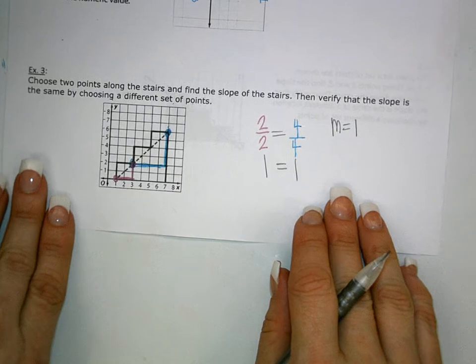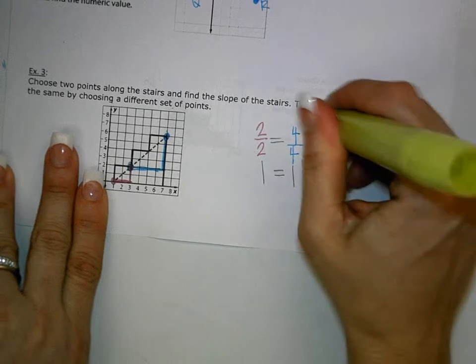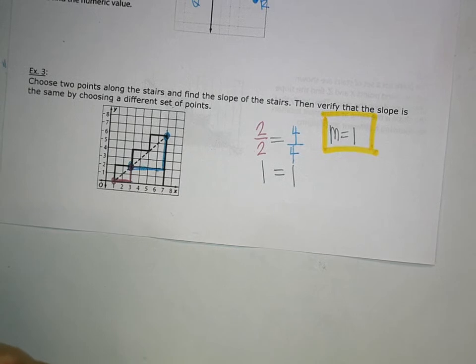So are these the same slope? Yes. Okay, so this one's basically asking you, verify that the slope is the same. So yes, m equals 1 on both of them. So a question here might ask you, is the slope the same? So you would say yes. And then what is the slope? Slope equals 1 here. Yes.